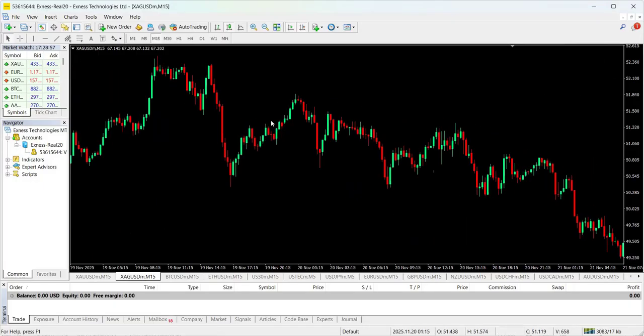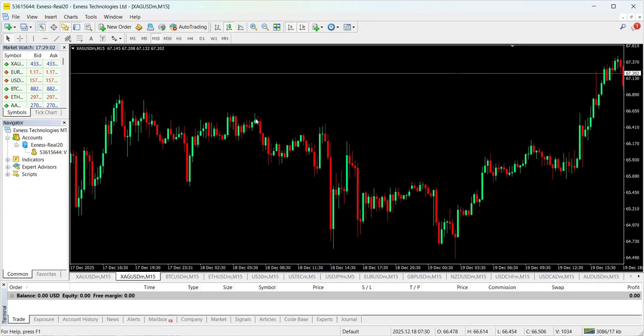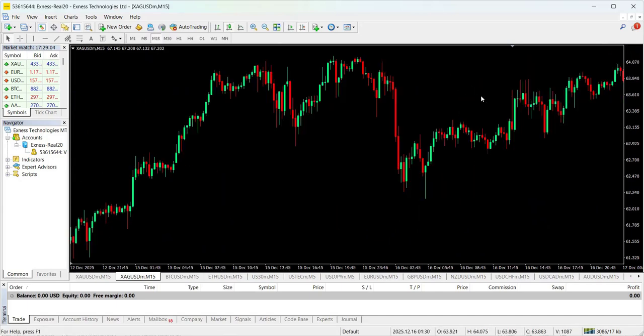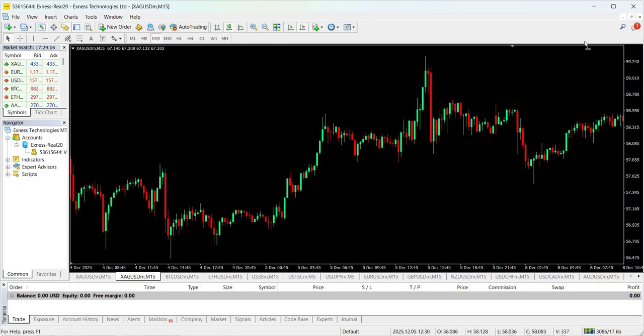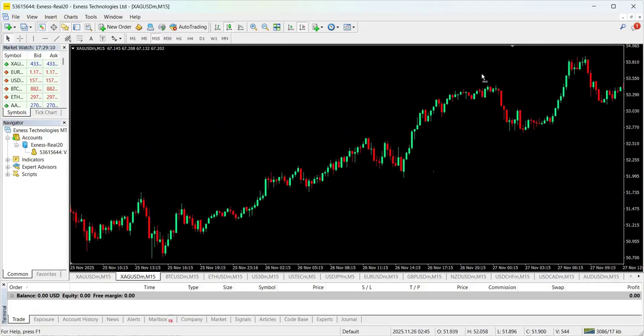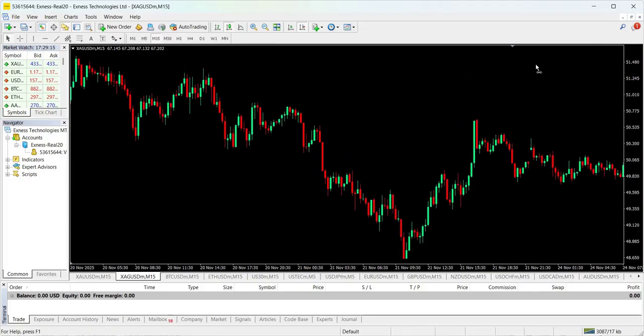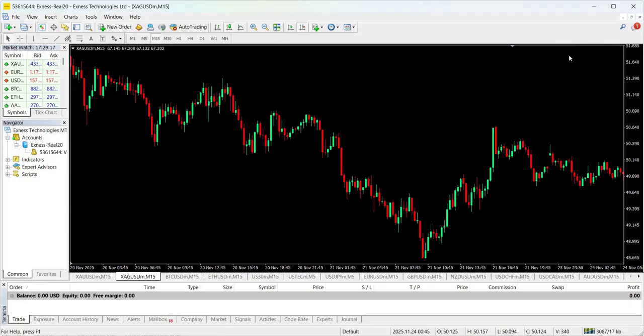Remember what we're looking for? We're looking for a clear trend, right? Either an uptrend or a downtrend. Okay. Any random place on the charts. Okay, so let's look here.